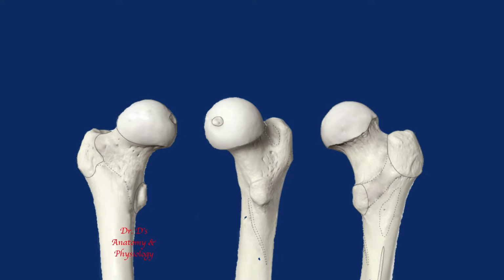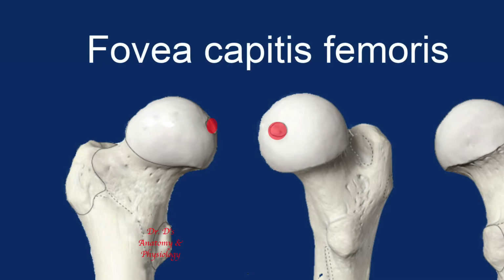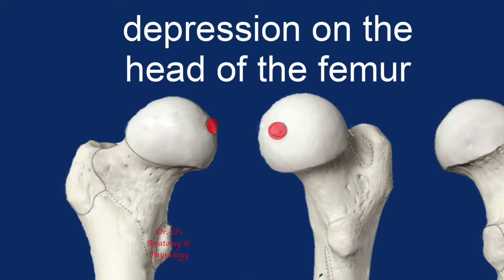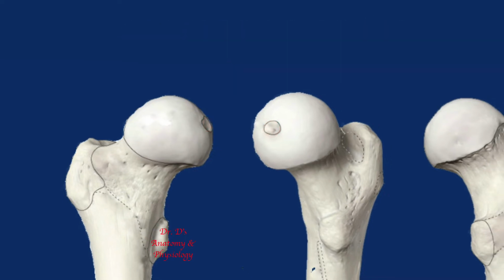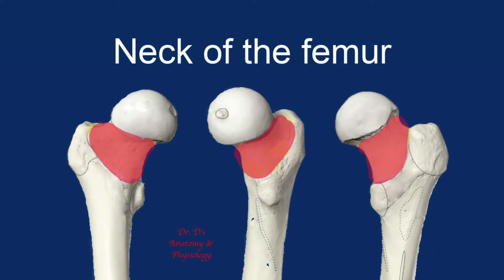But it is further stabilized by a ligament that attaches to the hip bone in the acetabular fossa. The place where the ligament attaches to the head of the femur is indicated by a divot or dimple that is called the Fovea capitis femoris, which translates into depression on the head of the femur. The head, of course, has to have a neck, and the pyramidal base below the head is called the neck.